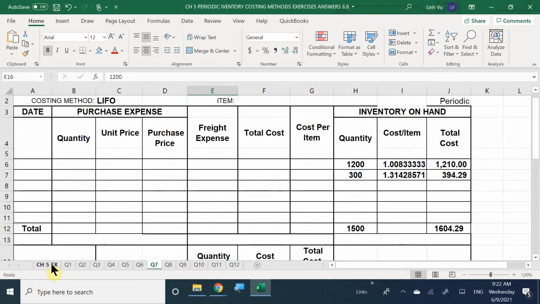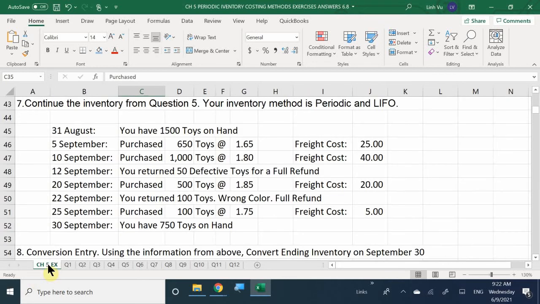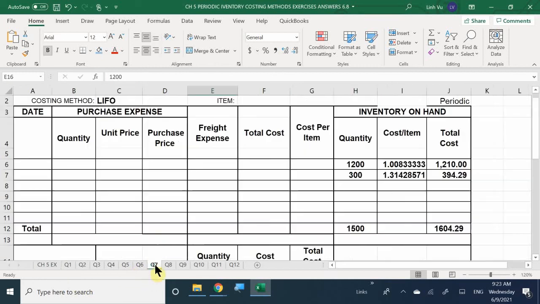So then let's go ahead and see what happened in the month of September. So September 5th, what happened here? You purchased 650 toys at $1.65, with $25 in freight.